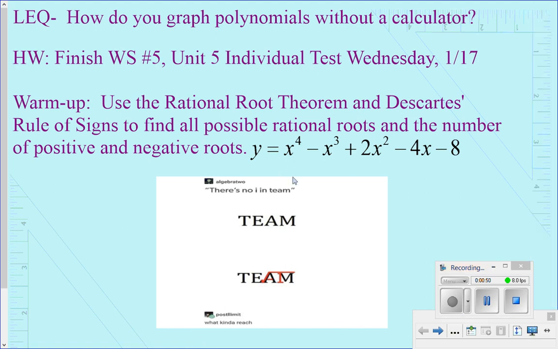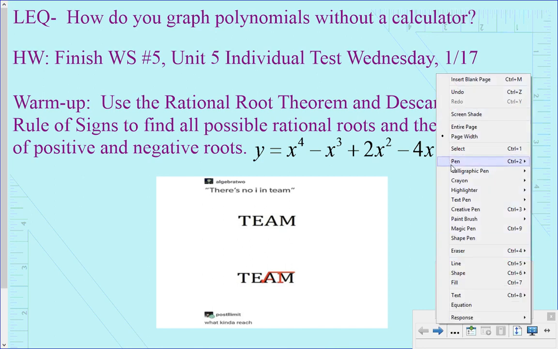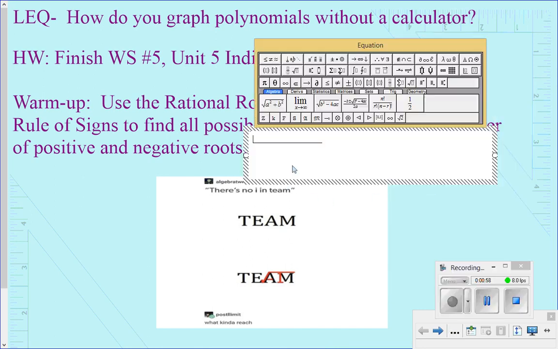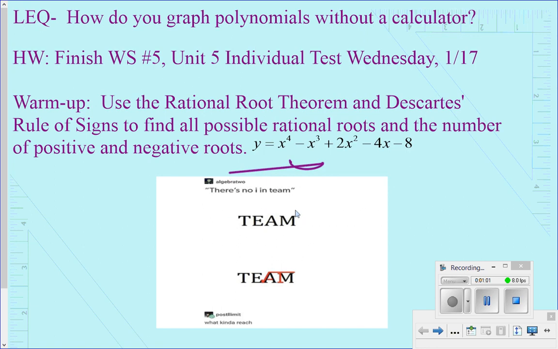So I see positive to negative, that's 1. I see negative to positive, that's 2. I see positive to negative. Positive to negative is 1, negative to positive is 2, positive to negative is 3, and negative to negative, so just 3. So we know that that means 3 or 1 positive root.